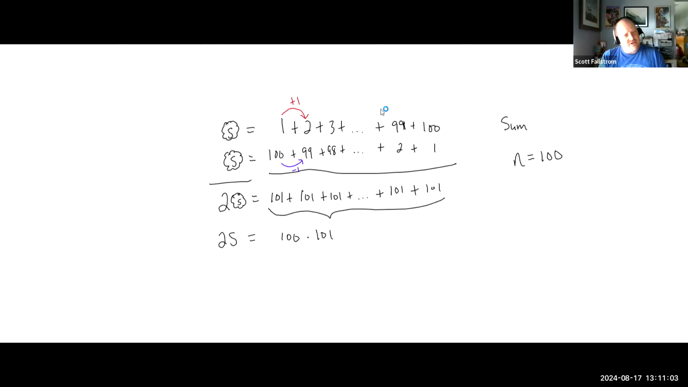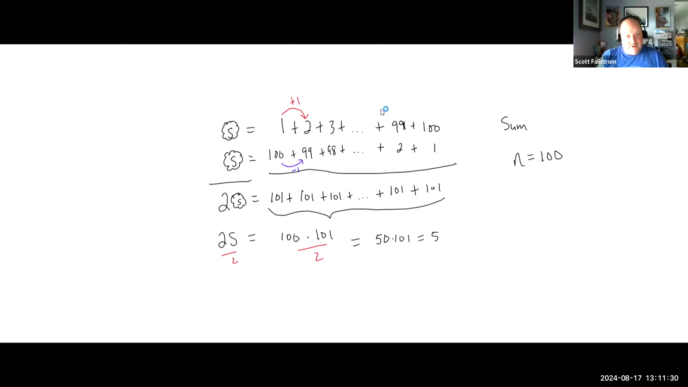My answer is not 100 times 101. My answer has to be half of that, because I have 2 of these. And then I think he probably used some of the nice properties that you may remember, that these are commutative and associative, so I could regroup in any order. Maybe 100 divided by 2 would be better to do first, because that's just 50, and then multiply by 101.